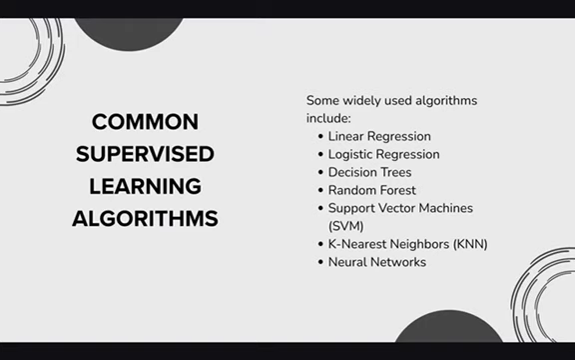Several algorithms are commonly used in supervised learning. Linear regression is used for predicting continuous values. Logistic regression is used for classification problems. Decision trees create models based on decision rules. Random forests improve accuracy by combining multiple decision trees. SVMs are effective for high-dimensional data, while k-nearest neighbors classifies data based on similarities. Neural networks are powerful models used for complex tasks like image and speech recognition.